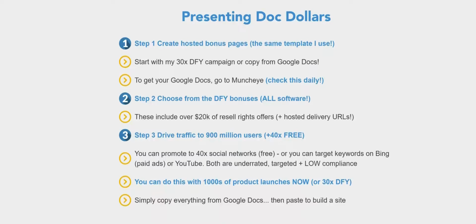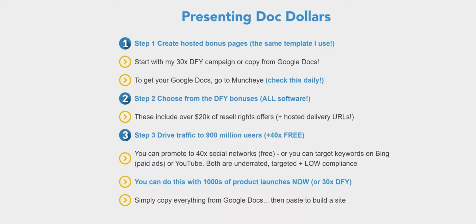And so what we're going to do is basically complete this system here by simply copying and pasting from Google Docs. But I just want to explain what the system is so you understand the basic idea, and then I'll demonstrate how it works. So the first step is we want to create a hosted bonus page. And a bonus page is basically a page that sells one particular product and also offers bonuses to anyone who buys through our affiliate link.